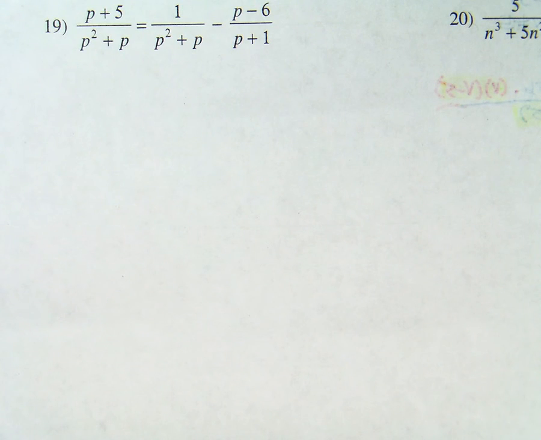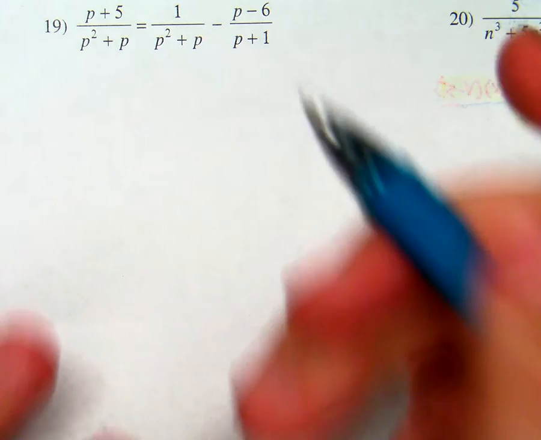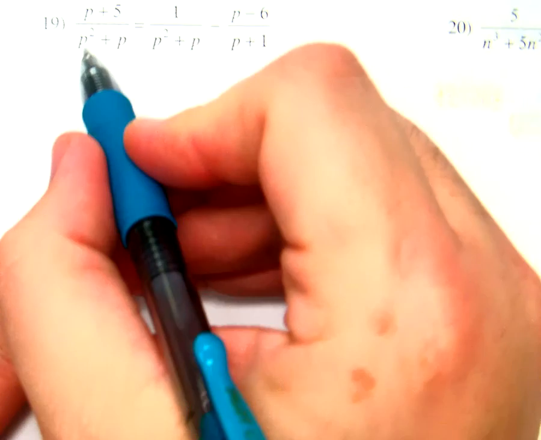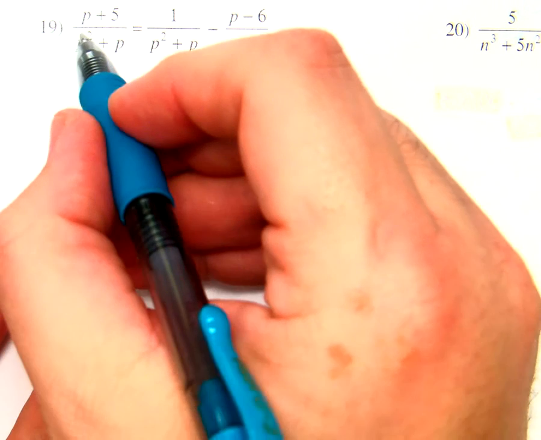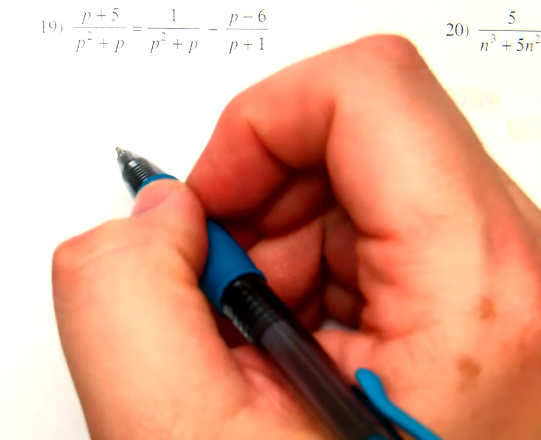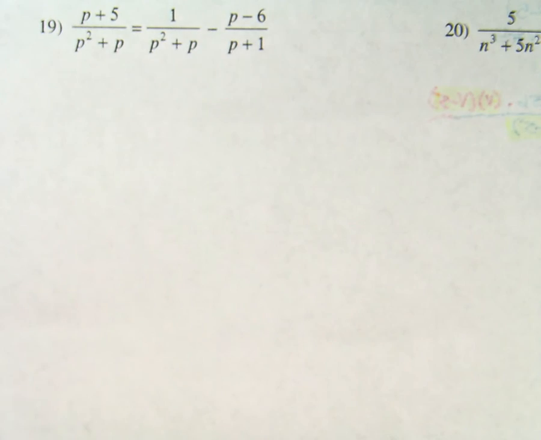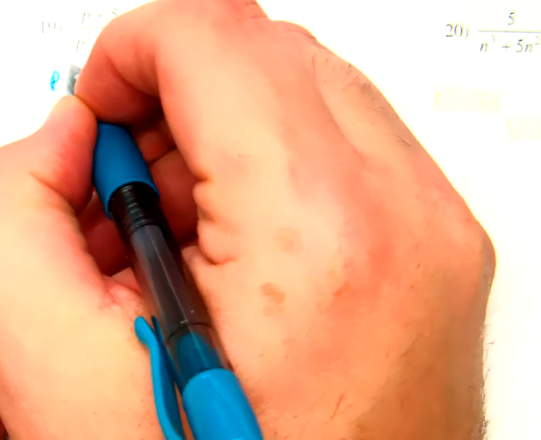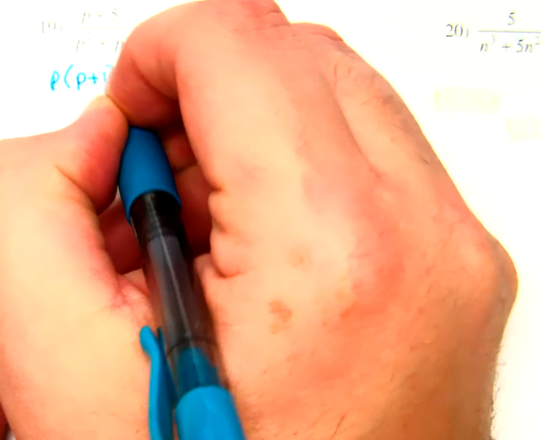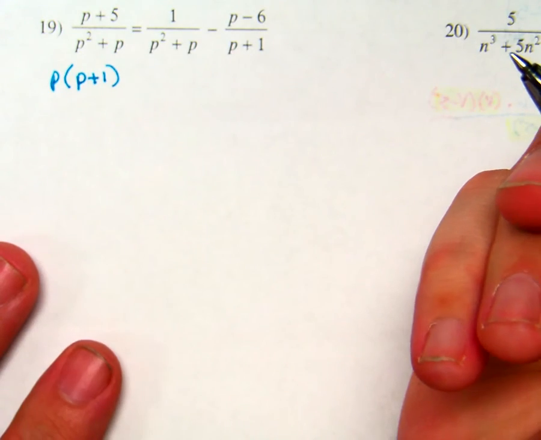Right, first things first. We factor. Factor this first denominator. What's the common factor between p squared and p? Just p. Just p by itself. P squared, but wouldn't you multiply it by p? So we get p times p plus 1.